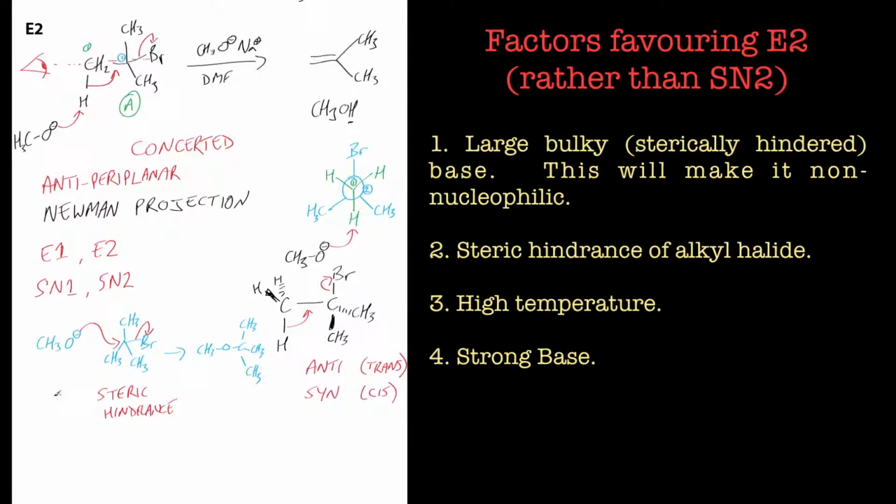So instead of having methoxide, you can have a tertiary butoxide, sometimes written as t-BuO minus, but basically it's that unit there, CH3 C CH3 CH3 O minus, and that will come as a potassium salt or something like that. So that's a really bulky base, and that's got a lot of electron density around there that's not really nucleophilic, so it's non-nucleophilic. That's the best way of describing that. Non-nucleophilic. So that will really help.